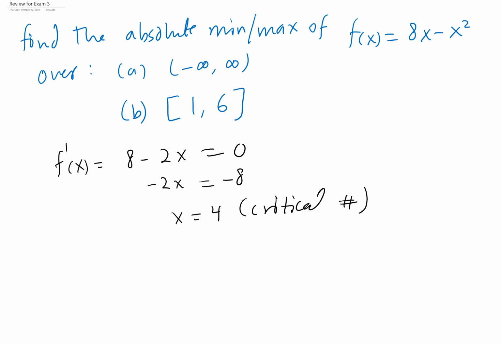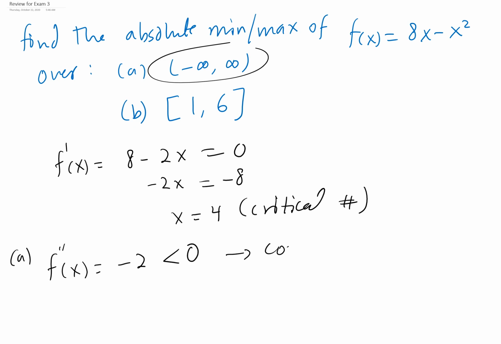Okay, and then we need to evaluate the function. For part A, there's only the critical number actually. There are no endpoints of the interval, see? So this is going to be either a min or a max. We don't know. But to find out, we find the second derivative, which is 0 minus 2, -2, less than 0. Less than 0 means it concaves down. So this means there's an absolute maximum at x equals 4.